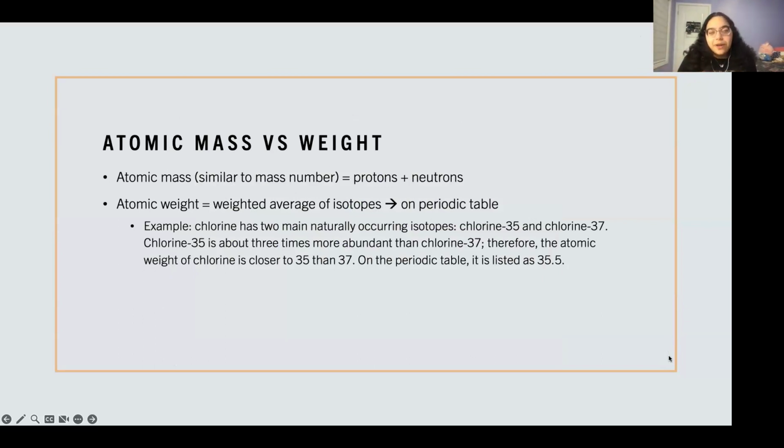For atomic weight, an example I put here is chlorine. Chlorine has 2 naturally occurring isotopes: chlorine 35 and chlorine 37. Those 35 and 37 are the mass numbers, but chlorine 35 is 3 times more abundant. So when I say weighted average, it's weighted by how prominent they are. Since chlorine 35 is 3 times more abundant, the periodic table lists the atomic weight as 35.5. That weighted average will favor 35 because it's more abundant. That's kind of why we have those decimals on the periodic table. It's also good to know the difference between those terms if they come up.